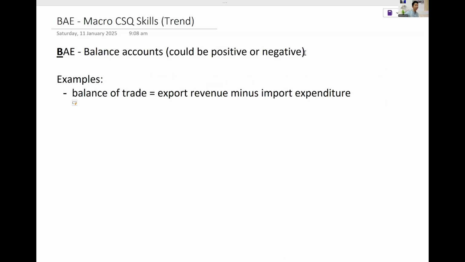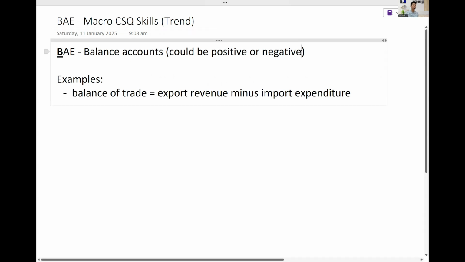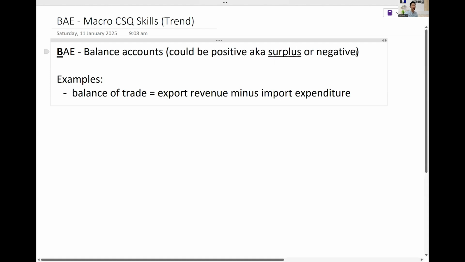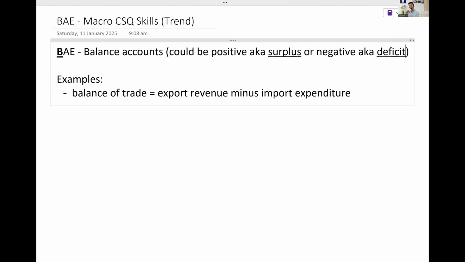So if it's negative or if it's positive, do you know what we call it? When you have a positive balance account, it starts with an S. What is it? Surplus, very good. If it's positive, it's a surplus. If it's negative, you don't say shortage. What do you call it? Deficit, wonderful. So balance accounts could be positive or negative. Everyone likes a positive figure.